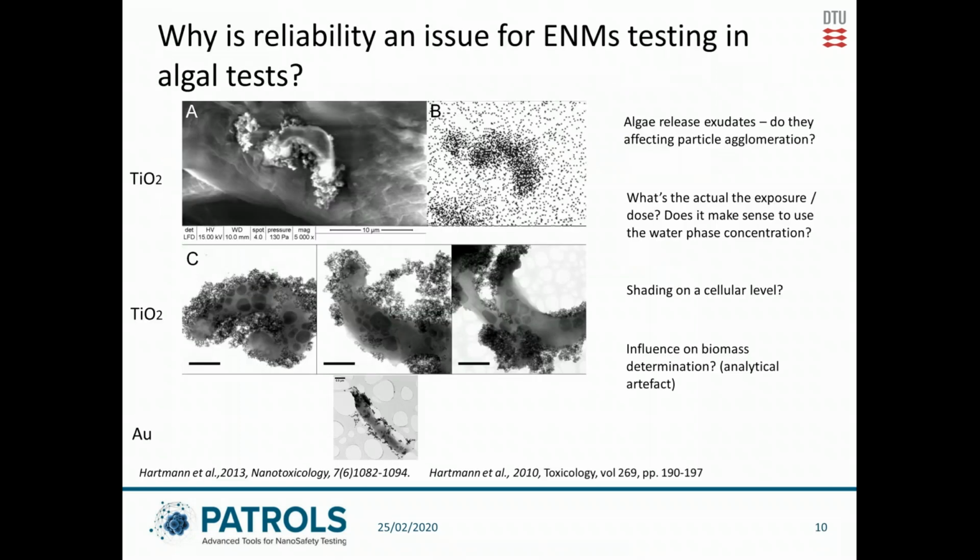So why is reliability an issue for nanomaterial testing in the algae test? Well, here are some electron micrographs of different particles being tested with algae. The algae are the more banana-shaped ones here. And we see a behavior of particles that is very far from what we would see if we tested a dissolved chemical. There are ongoing processes, and it raises a lot of different questions about what actually happens biologically.